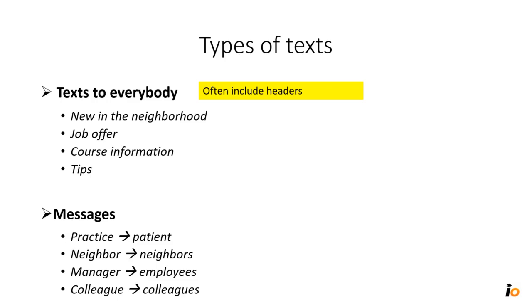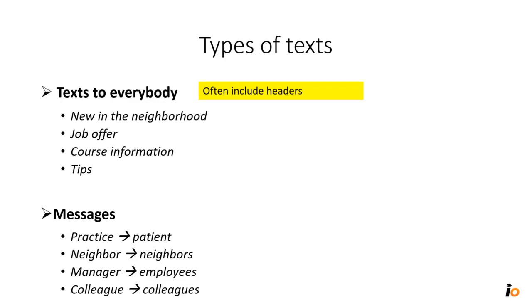Then there are also texts about neighbors who are sending an email or another type of message to their neighbors. Maybe a neighbor has organized a certain event and he or she wants to inform the neighbors what he or she has done and give other information about that. Then you have the manager to the employees. So it could be that the manager is sending an email to the employees and asking them when they are taking their vacations.